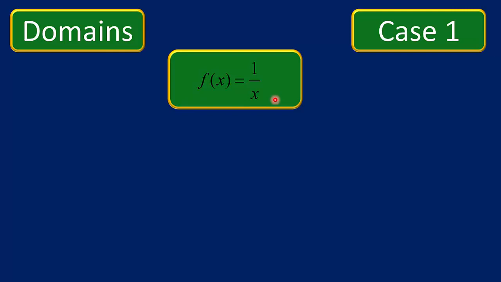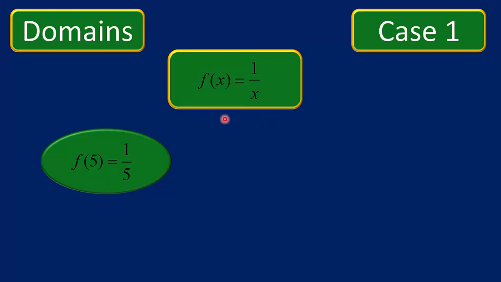I'm going to call this case 1, where we have an independent variable in the denominator. Well, let's look here. I can certainly plug in a 5. F of 5 is 1/5. No worries there. So 5 works. In other words, 5 is part of the domain of this function. Well, I can plug in -5 also. So -5 is part of the domain. 2, I get 1/2. That's part of the domain. 1/10, yeah, 1 divided by 1/10 is 10. Good.